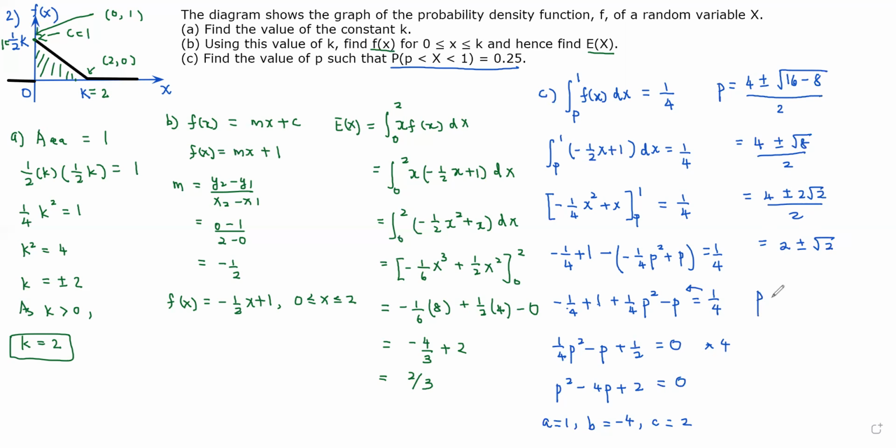Now p here is either 2 plus root 2 or 2 minus root 2. Let's look at it. The probability that x is in between p and 1 indicates that p must be less than 1. And the 2 plus root 2 is not the solution. The value of p that we want is 2 minus root 2, since it must be less than 1.